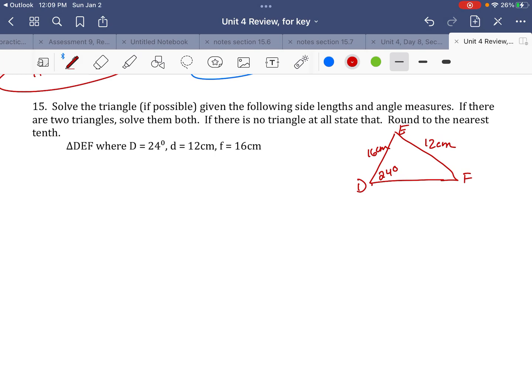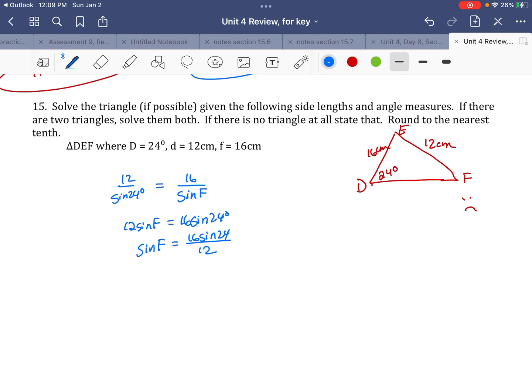All right, there's angle side side. Boo, right? So I'm just going to go ahead and use my sine rule, and I'm going to immediately try for a second triangle. It might work, it might not. The first triangle might not work, but we'll see. I got 12 over the sine of 24 equals 16 over the sine of F. So when I cross multiply, I get 12 sine of F equals 16 sine 24. So sine of F equals 16 sine 24 over 12.